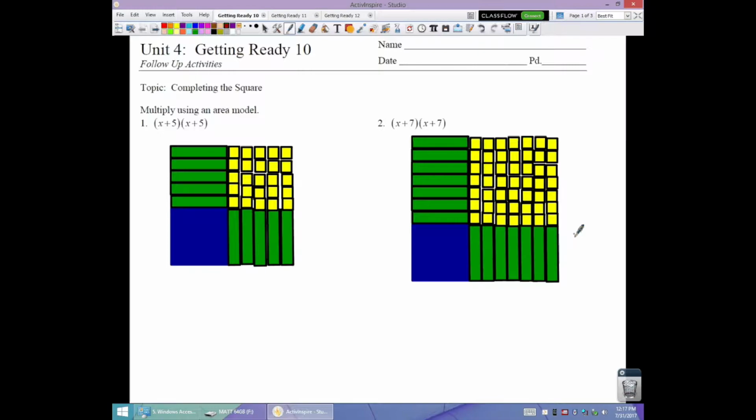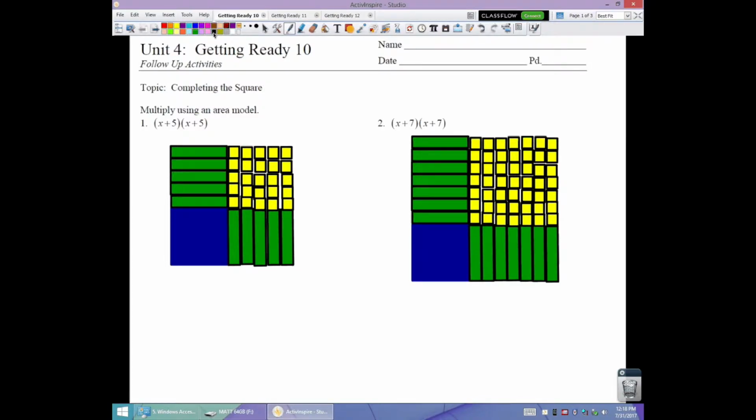We're to multiply using the area model. Now, I drew these one little piece at a time for numbers 1 and 2, but I don't suggest you actually do that. As we've done in class, you just draw one large square and break it up into the sizes that you need.